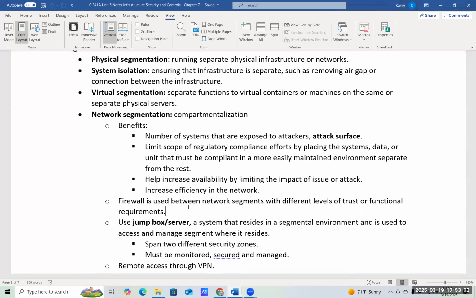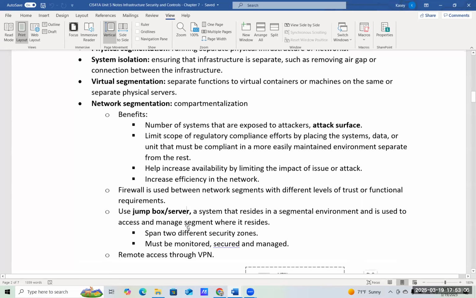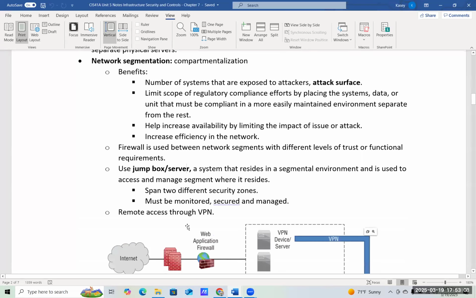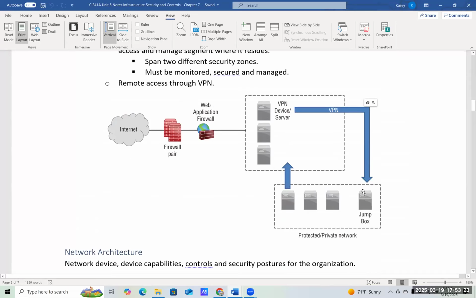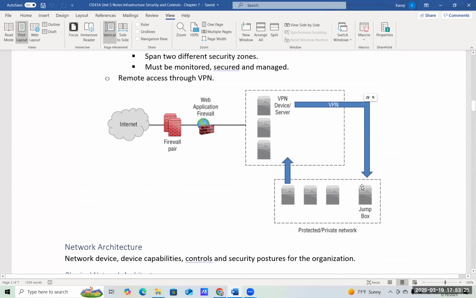Okay, so if you want to find the jump box or server, you can go to page 2. The jump box is a segmental environment type of system. It allows you to manage access for that particular segment. So you would see something like this in the diagram. You would have a jump box right here.